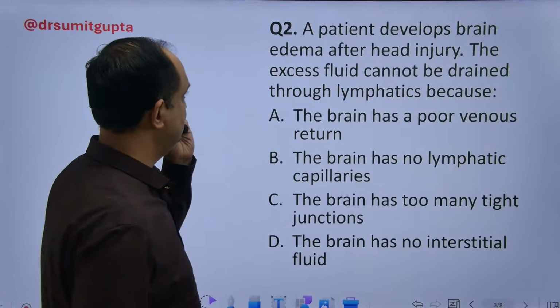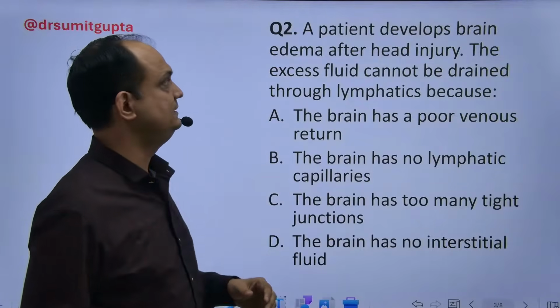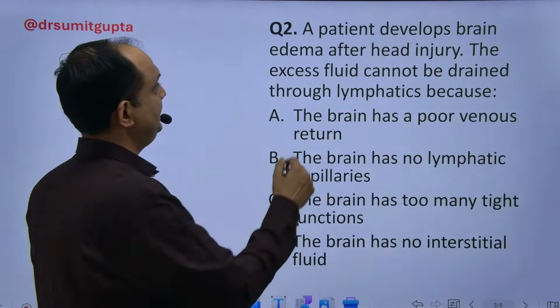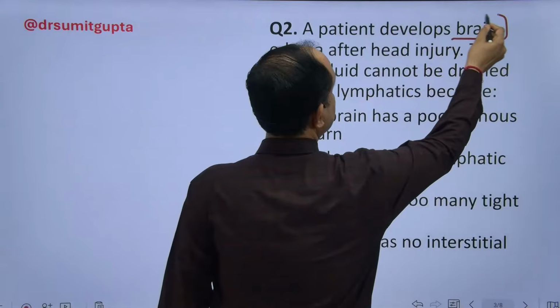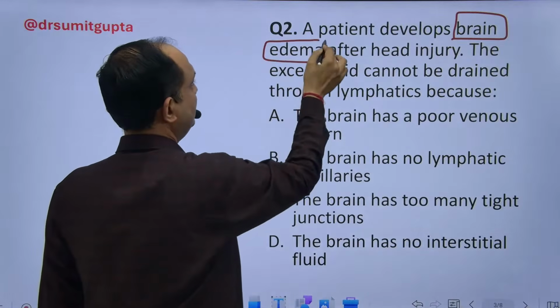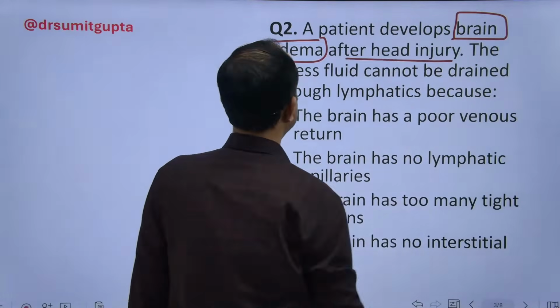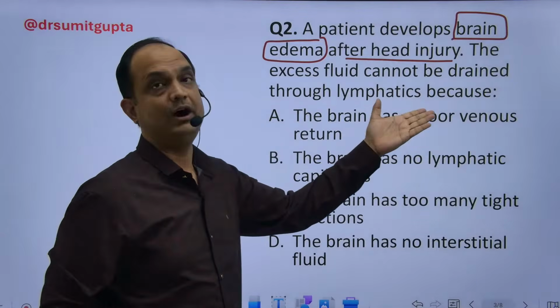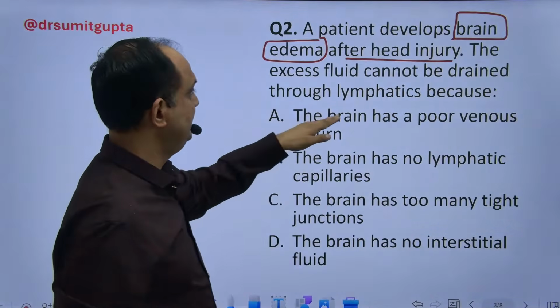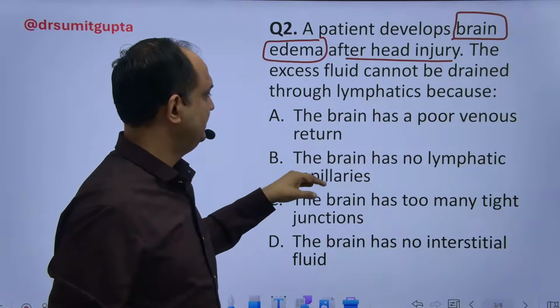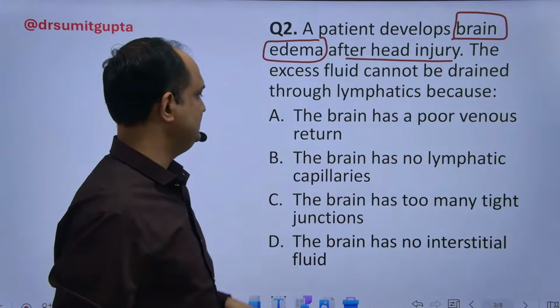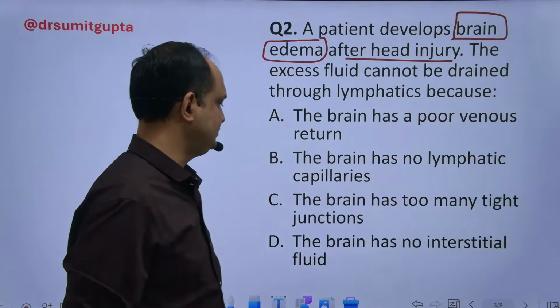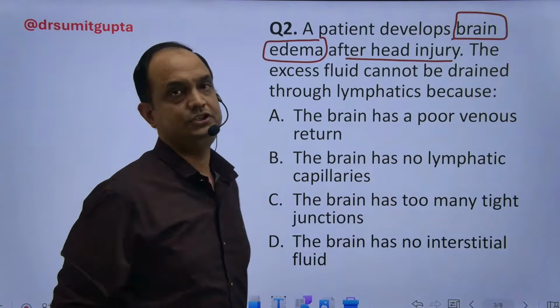The second question has a small case. A patient develops brain edema. The patient has a collection of fluid, or brain edema, after a head injury. The excess fluid cannot be drained by the lymphatics. Why? Because the brain has a poor venous return, the brain has no lymph capillaries, the brain has too many tight junctions, or the brain has no interstitial fluid.